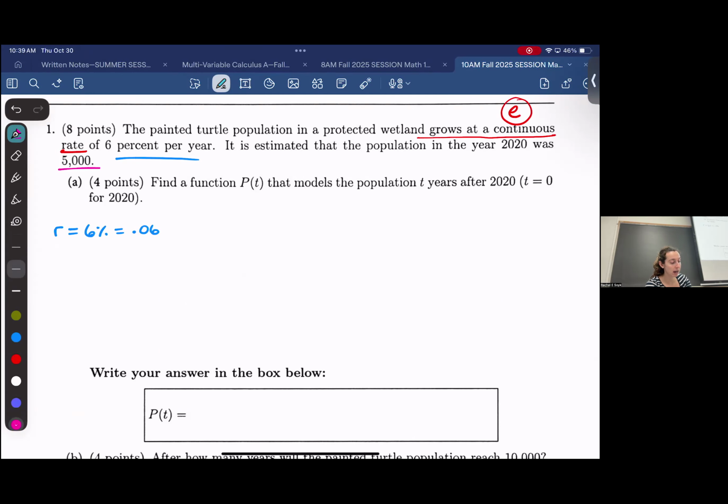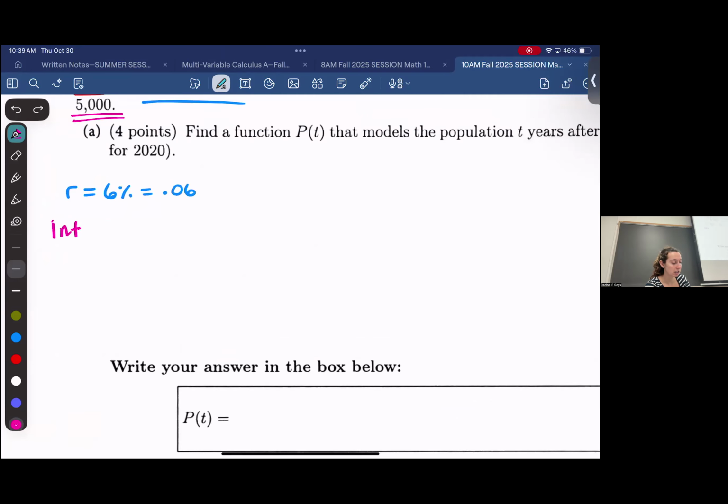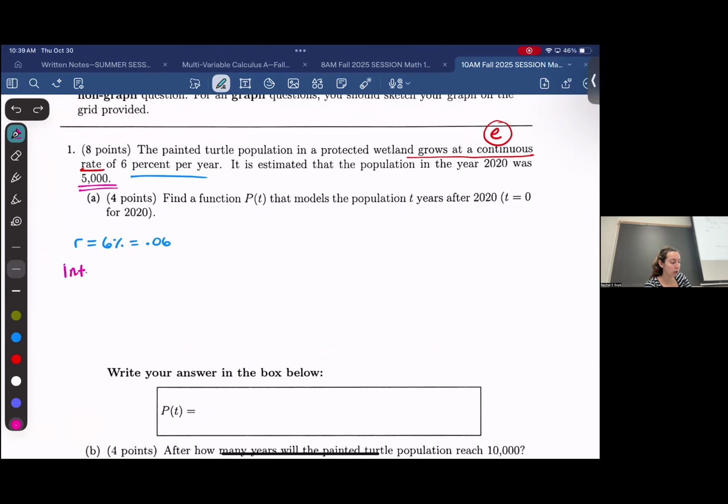And then we have, it is estimated that the population in the year 2020 was 5,000. 5,000 represents our initial amount, which isn't our E, it's either the lowercase letter A or P. Sometimes you'll see it as N sub 0. These are all just synonyms of one another. And this is 5,000.